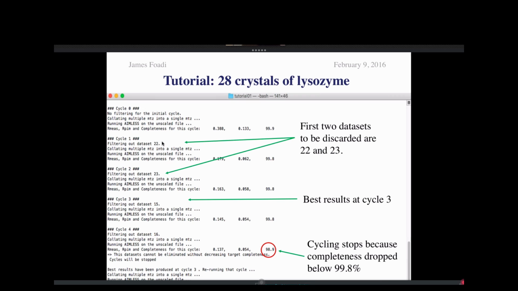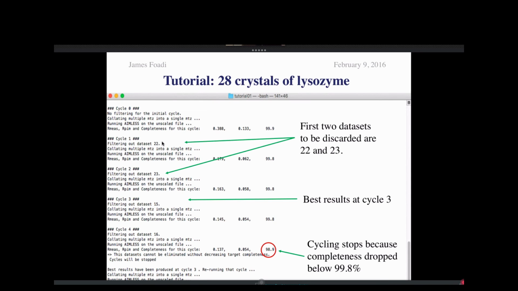This screenshot shows how cycling occurs with the -C variant of the combination mode. It is interesting to see that datasets 22 and 23 have been the first to be discarded, confirming the choice we had made earlier to improve statistics using the symbol combination mode. But cycling carries on here because the completeness stays at 99.8% even when dataset 15 is eliminated. Eventually, completeness drops to 98.9% after elimination of dataset 16, and this causes cycling to stop.